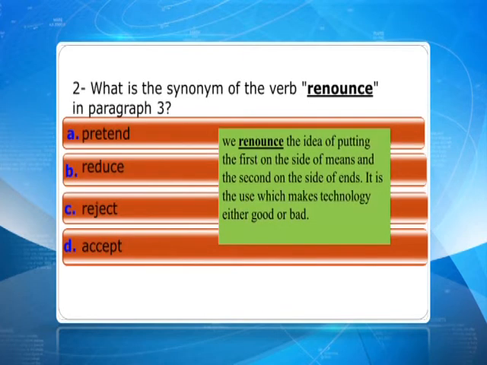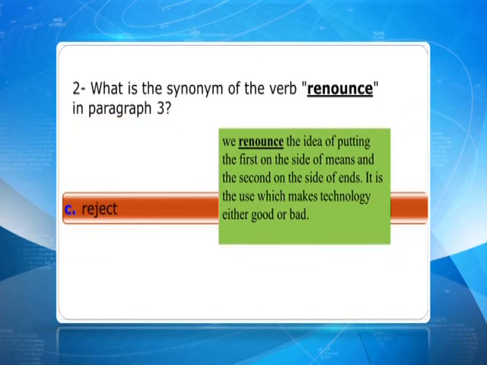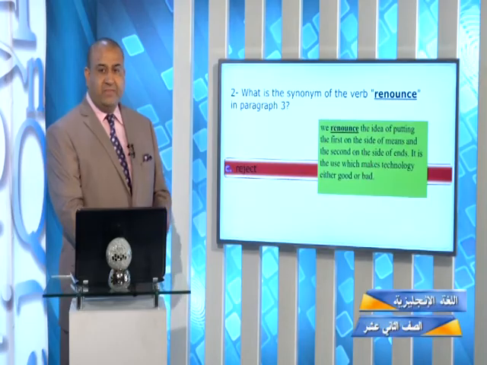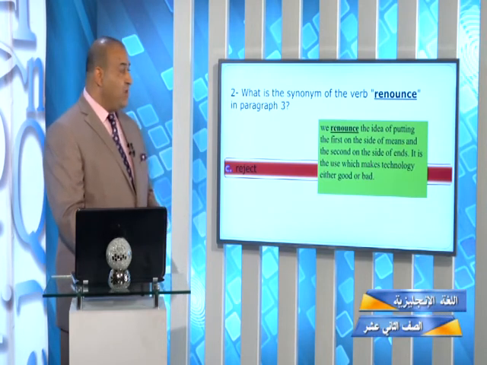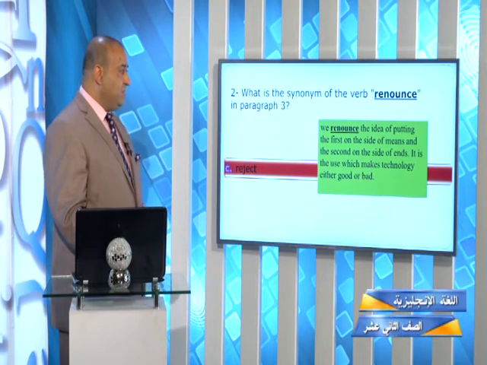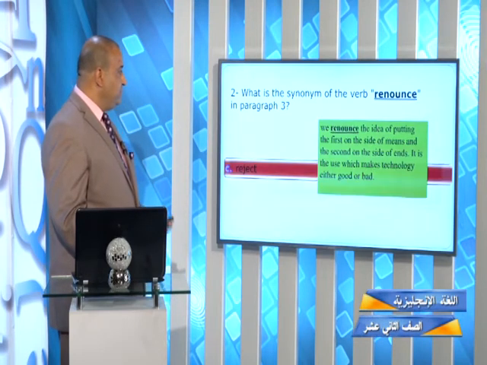Question number 2. What is the synonym of the verb renounce in paragraph number 3? And here is the context of the word. We renounce the idea of putting the first on the side of means. Does it mean pretend, or reduce, or reject, or accept? The second on the side of end. It's the use which makes technology either good or bad. So the word renounce here means reject. So we reject the idea, or we have to forget about the idea. We have to get rid of the idea. We have to renounce the idea of putting the first on the side of. Very good. Let's move.